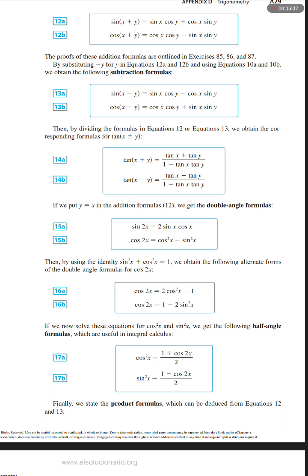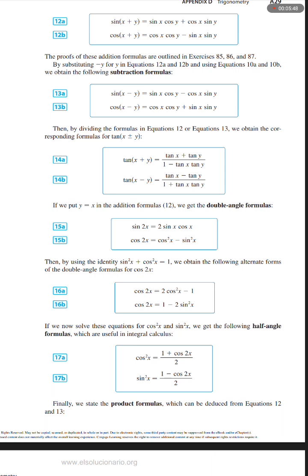By substituting negative y for y in equations 12a and 12b, and using equations 10a and 10b, we obtain the following subtraction formulas. 13a: sine of x minus y equals sine x cosine y minus cosine x sine y. Equation 13b: cosine of x minus y equals cosine x cosine y plus sine x sine y.